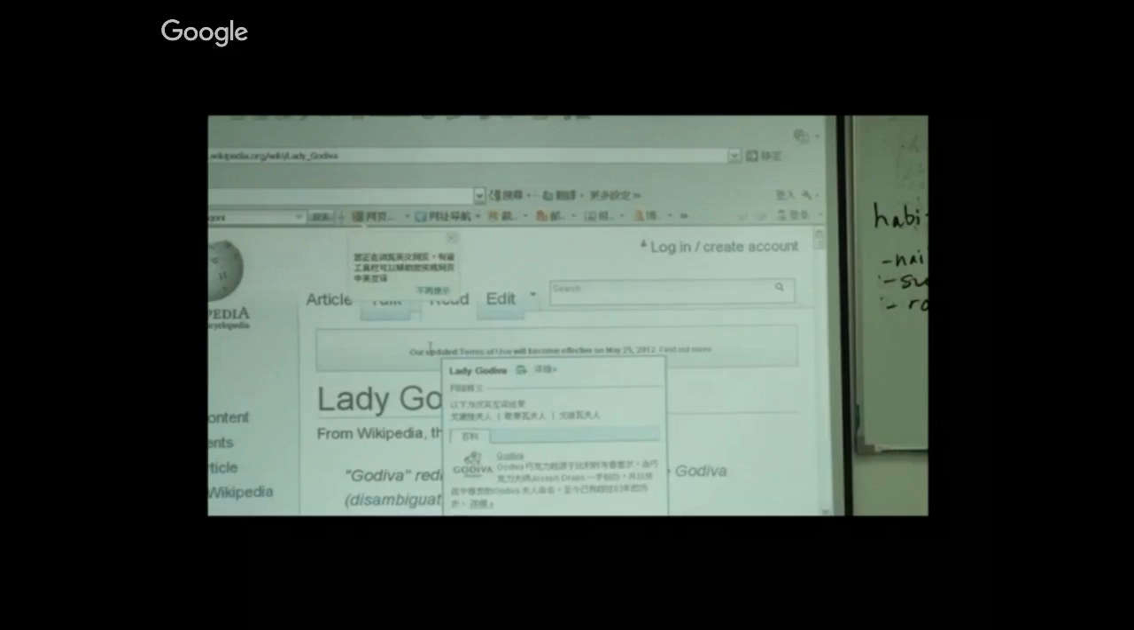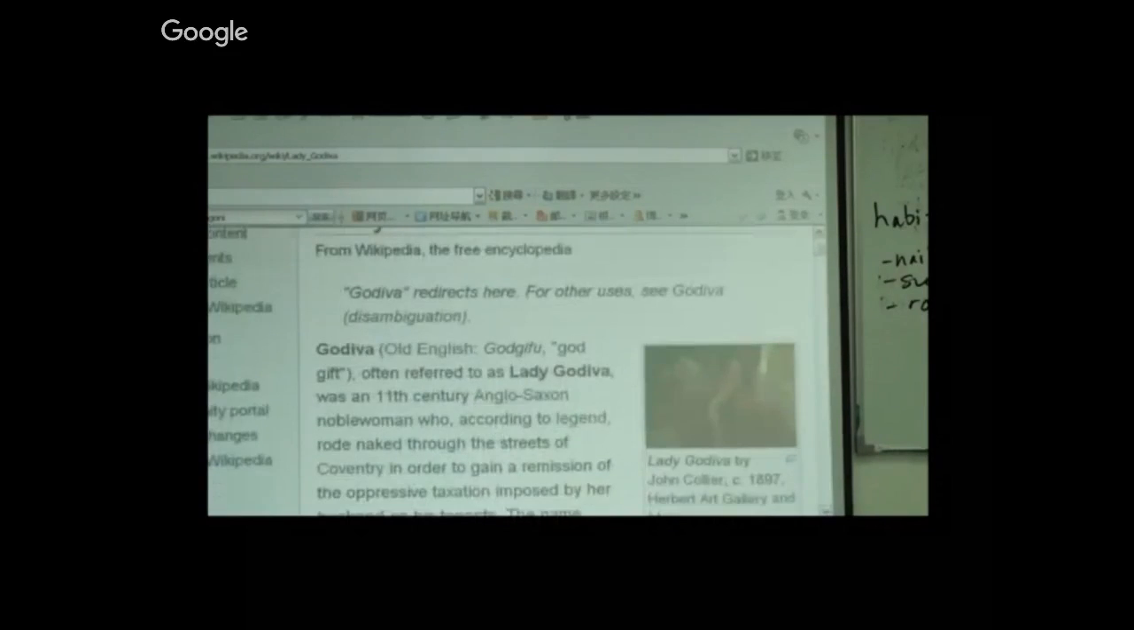You know her? No? You know the very famous chocolate, right? Very expensive. They named the chocolate after her, right? Godiva. Okay, you know the story of this? No.